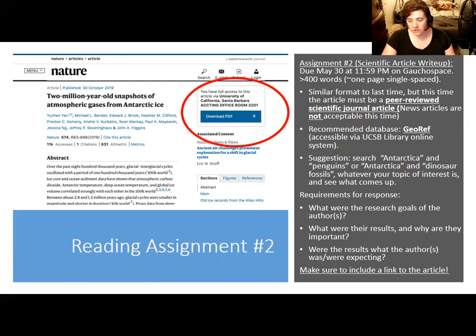And if you don't know for sure what to write about, I'm happy to recommend some articles for you if you email me with some ideas of what you're interested in. And I'm also happy to look at articles that you might have come across to let you know whether I think something is a good fit or not. So this is due on Sunday, May 30th at 11:59 p.m. That is a week after lecture quiz number 2 is due, and it is the Sunday before Dead Week.